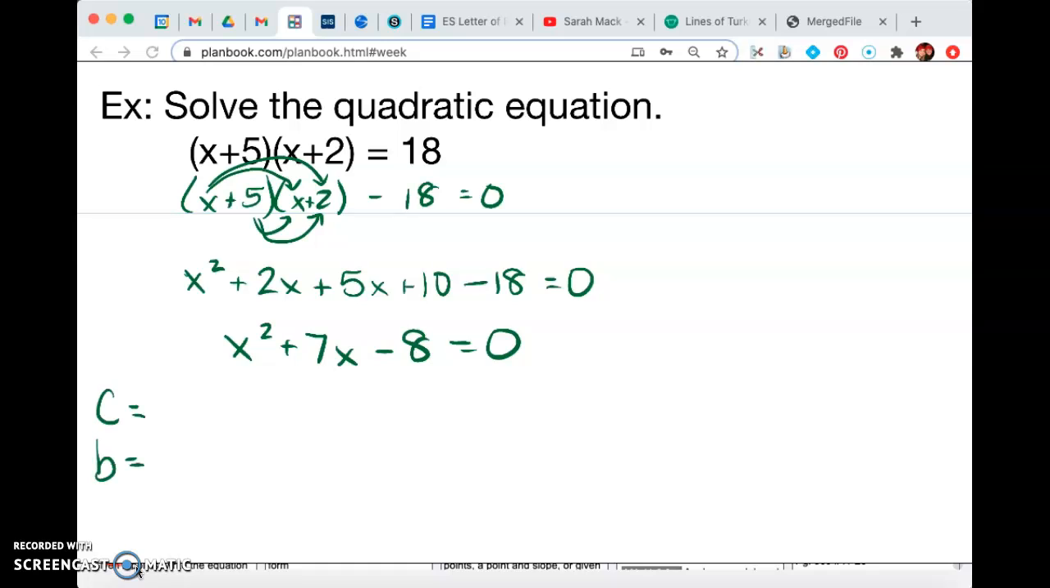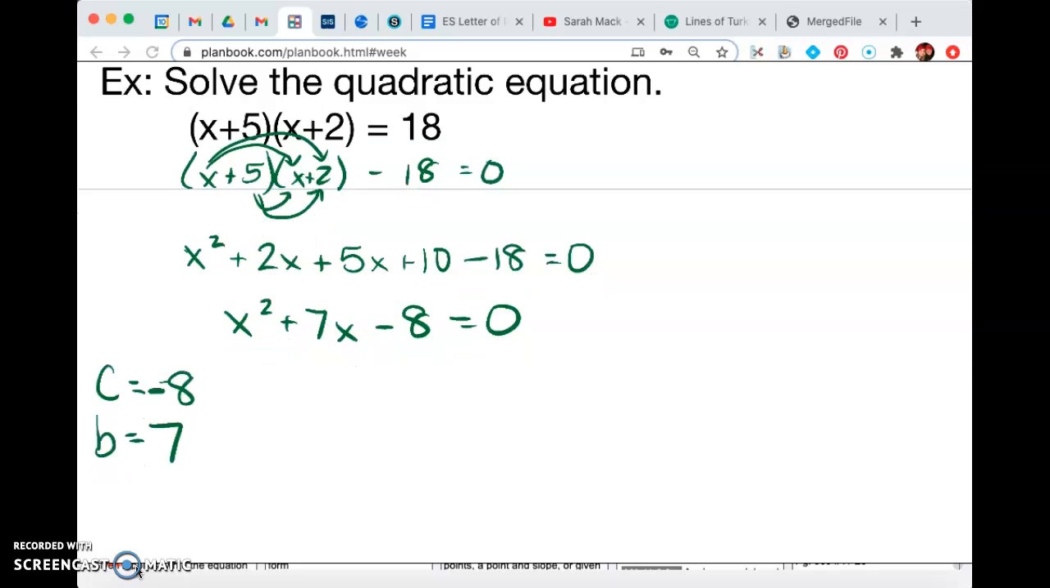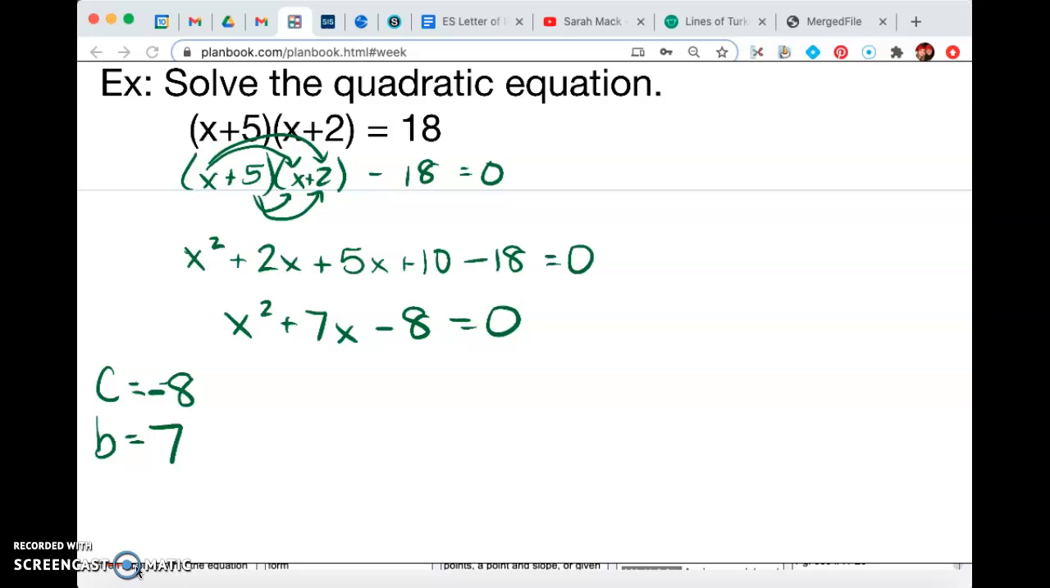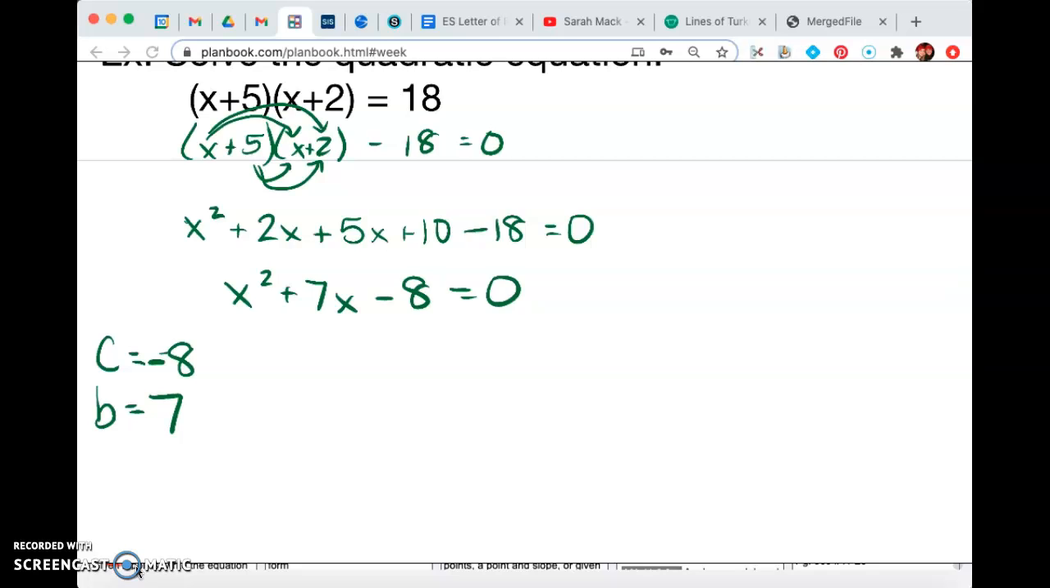C. That's the negative 8. So then my factors are 1 and 8. Yeah. So which one has to be negative? Okay. So then writing in factored form, what does that look like?